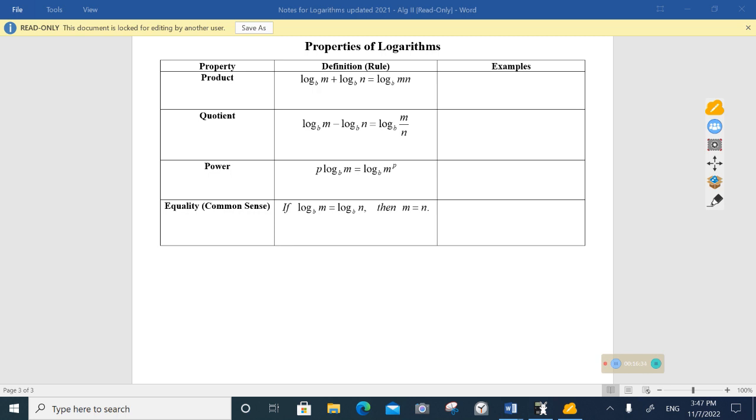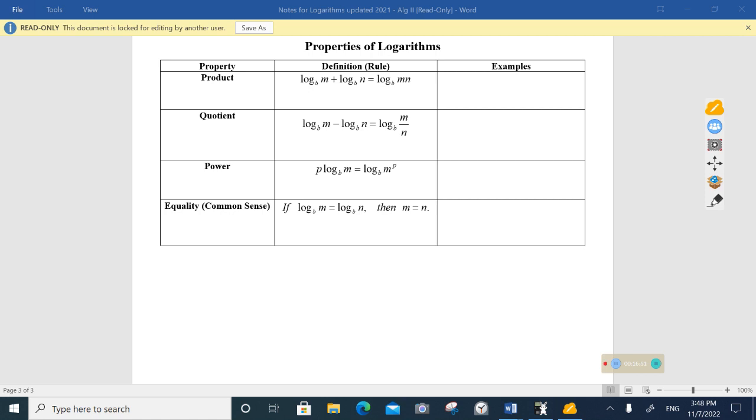Okay, next I'm going to go over the properties of logarithms. There's 4 basic properties you have to know for logarithms: the product property, the quotient property, the power property, and the equality property, which I like to call common sense. So now this is probably going to look a little weird for some of y'all.